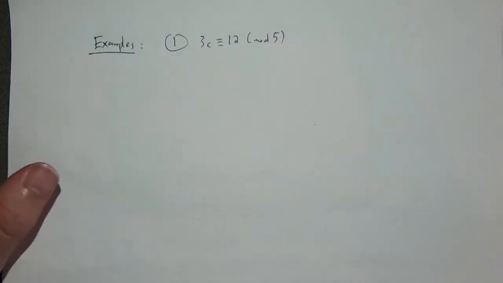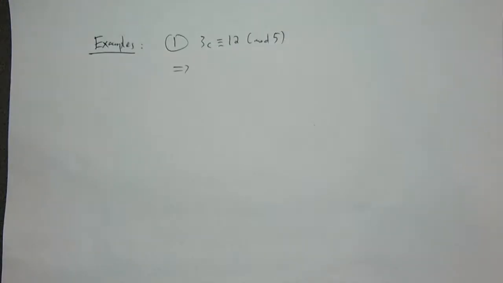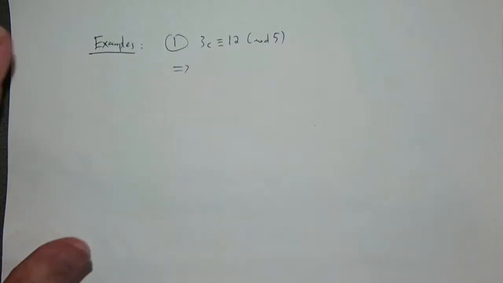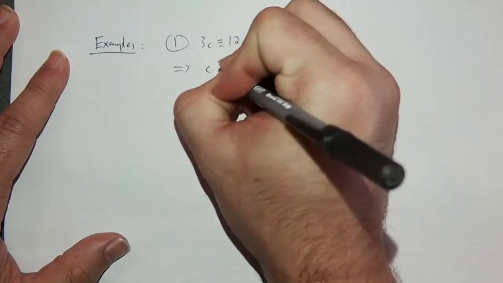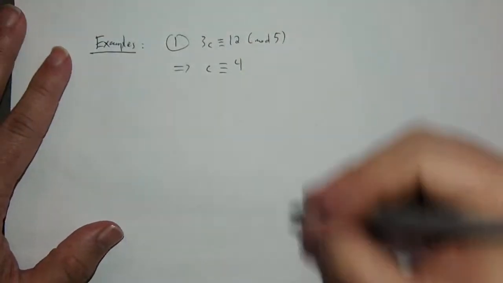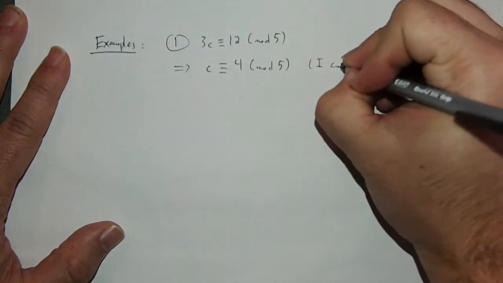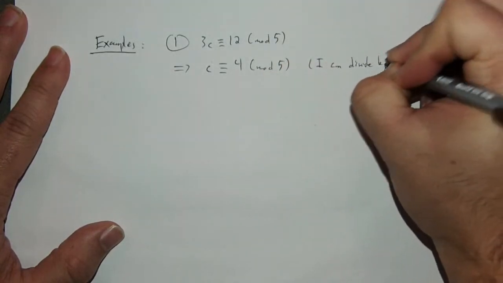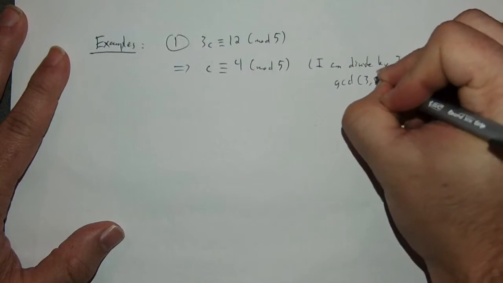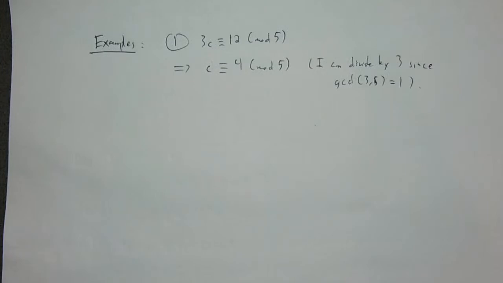Well, I can divide both sides by 3 here. Why can I just divide both sides by 3? Because 3 and 5 are relatively prime. So this implies that C is congruent to 4 mod 5. And I can divide by 3 since the GCD of 3 and 5 is 1.